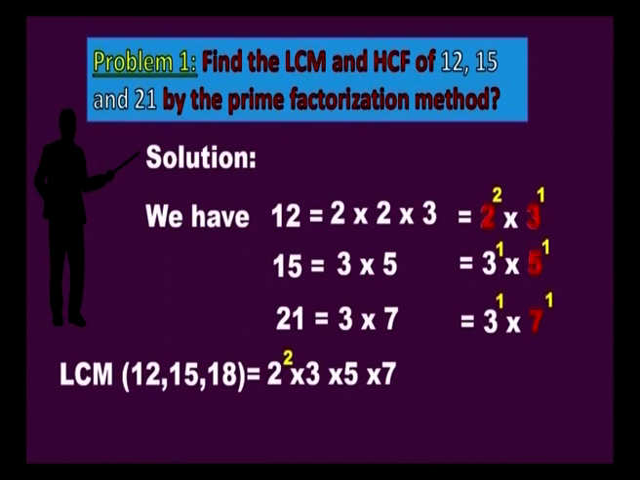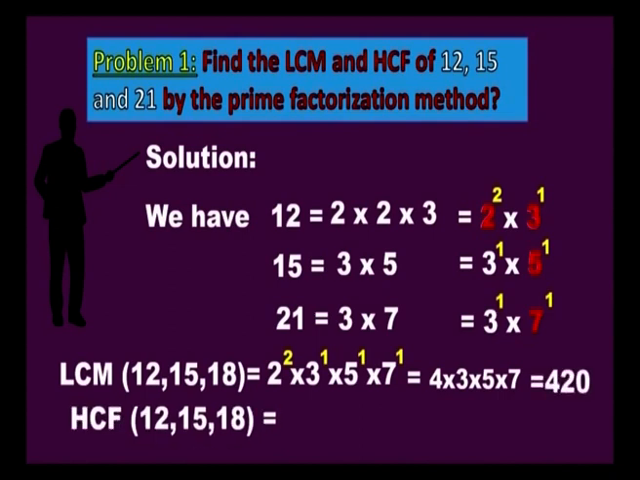So I am writing 3 power 1, and in the same way 5 power 1 and 7 power 1. This can be written as 2 square, which is 4, into 3 into 5 into 7. 4 into 3 is 12, 12 into 5 is 60, 60 into 7 is 420, and 420 is the LCM.